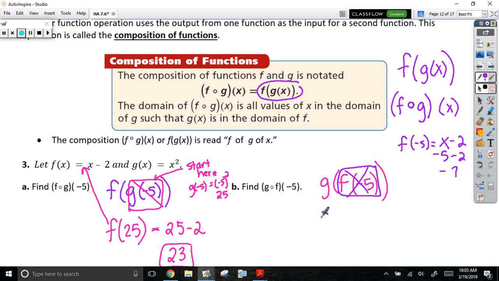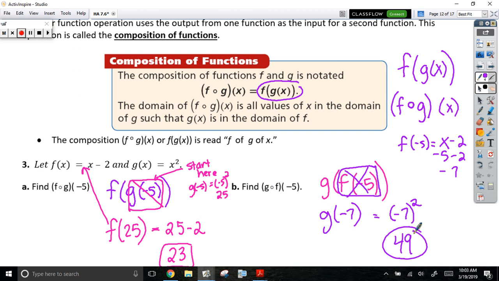So get rid of that. You do not need to show work for that part. You can do it in your head for the first one. Really, for all of them you can. And then g of negative 7 would be negative 7 squared, which is 49.